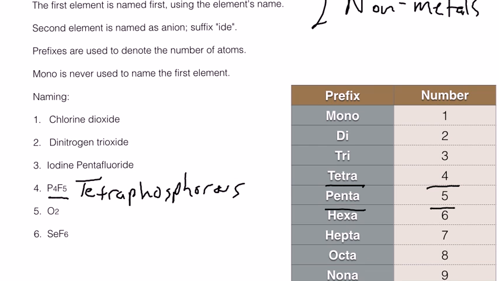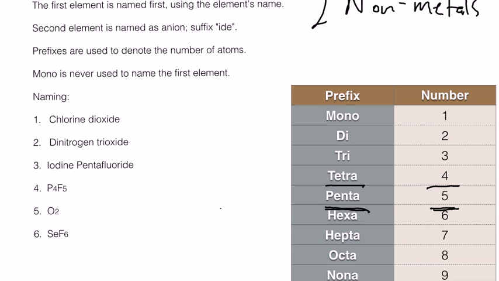Tetraphosphorus, and then fluorine, noting that once again it has 5 atoms, and so we're going to use the prefix penta. So it would be penta, and then we're going to drop off the suffix for fluorine, ine, and add IDE, so pentafluoride. So tetraphosphorus pentafluoride is how we would name this compound.